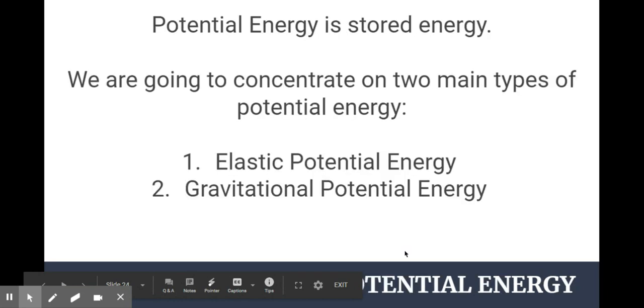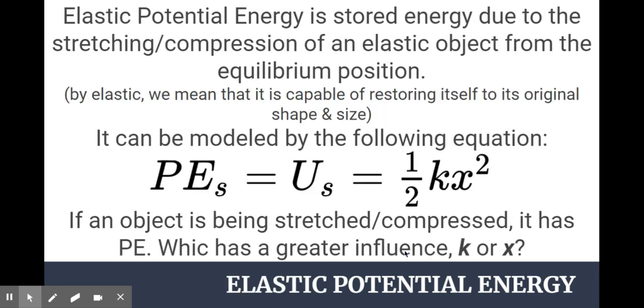All right, potential energy. Generally speaking, potential energy is stored energy. We're going to hit on two main types of potential energy: elastic potential energy and gravitational potential energy. So let's start with elastic potential energy. Elastic potential energy is stored energy. It's being saved for later. And this stored energy is because an elastic object is being stretched or compressed away from its equilibrium position.